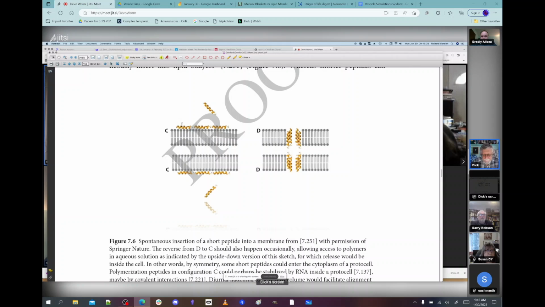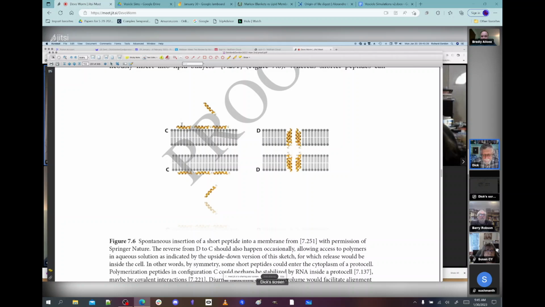Bombardment of the Earth by meteorites containing amino acids, and oops, moving too fast here. Oh, I'll go back. Okay. Stop. You just pinged an old paper of mine.